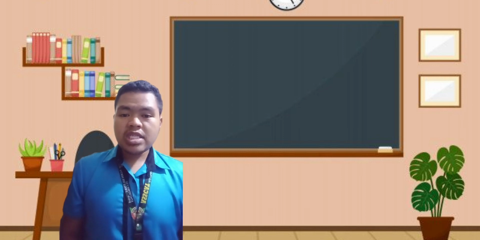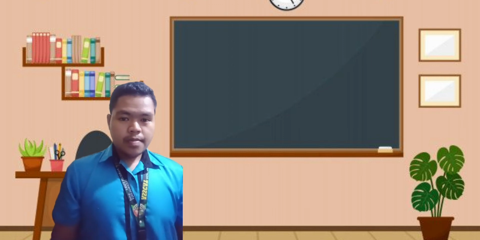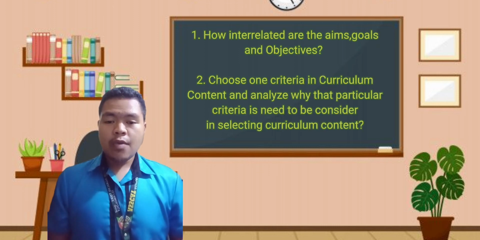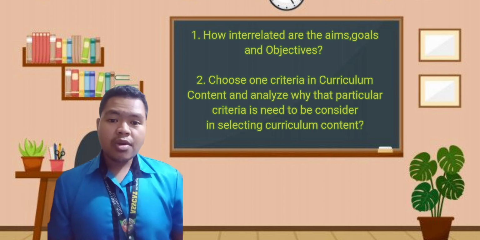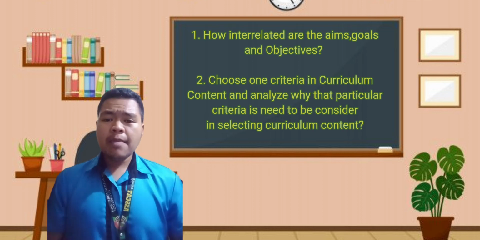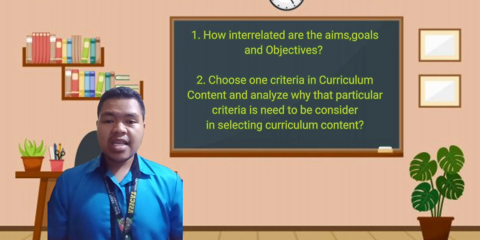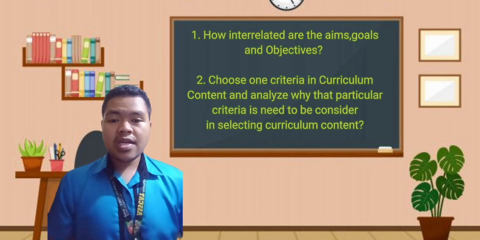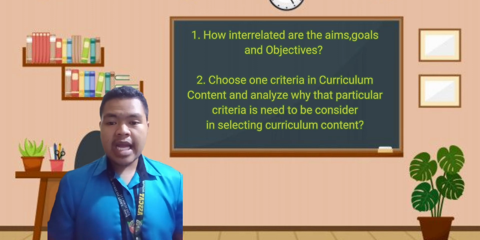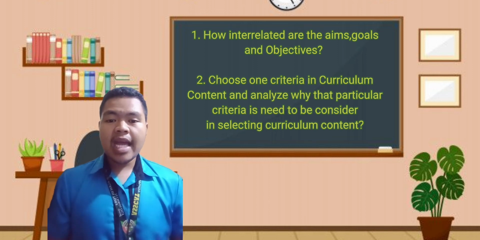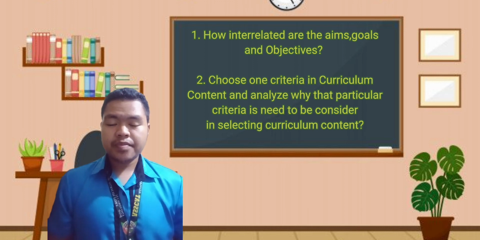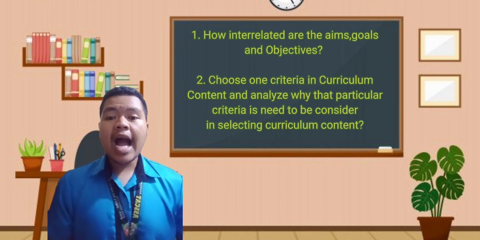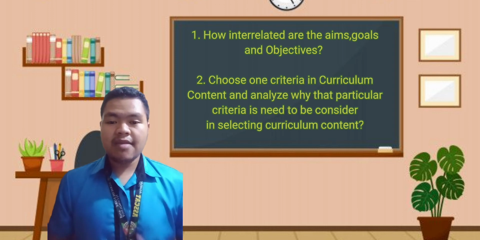These are the questions for group 1. How interrelated are the aims, goals, and objectives? For group 2, choose a criteria or curriculum content and analyze why that particular criteria needs to be considered in selecting a curriculum. You can now answer in 3 minutes, finished or not finished. And I want you to present your activity in the front. Each group that has the correct answer gets plus points on this activity.